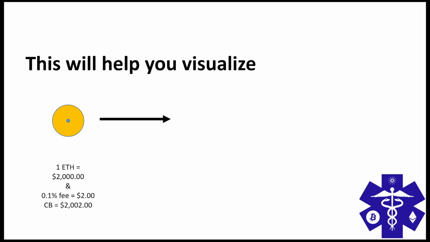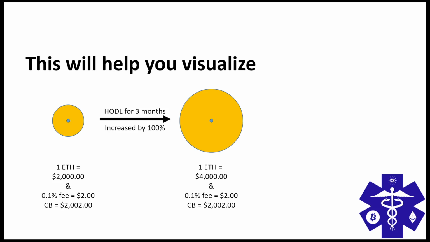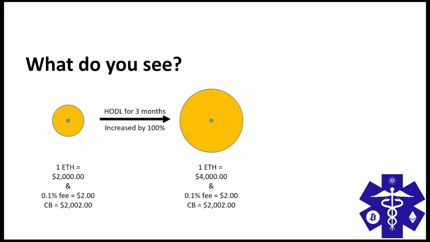Like most people who own ETH, I hodled for 3 months and I doubled my money. And now 1 ETH is worth $4,000. But the fee that I spent to purchase the original 1 ETH did not change. So, in other words, what do you see?